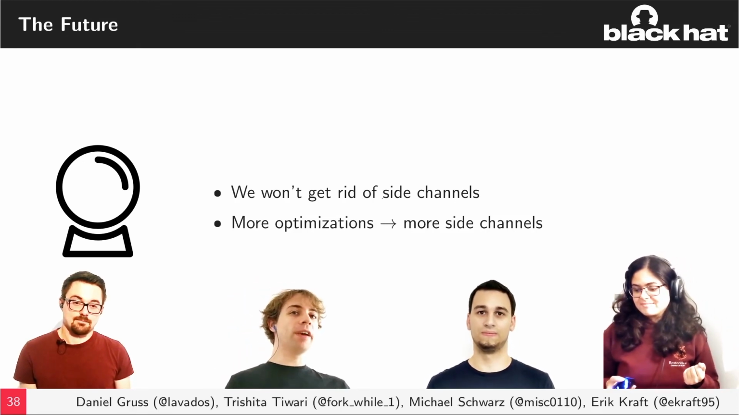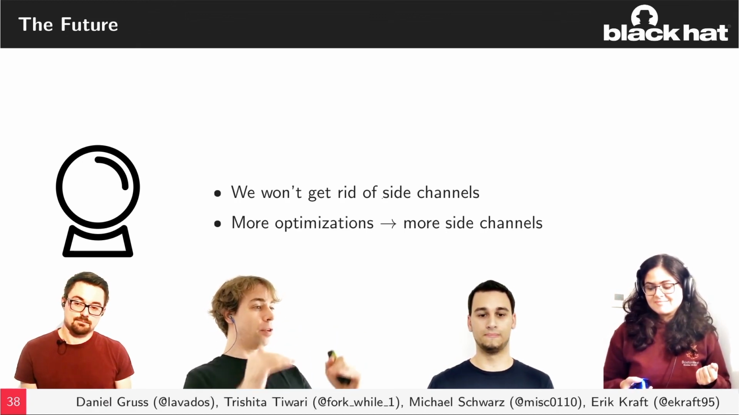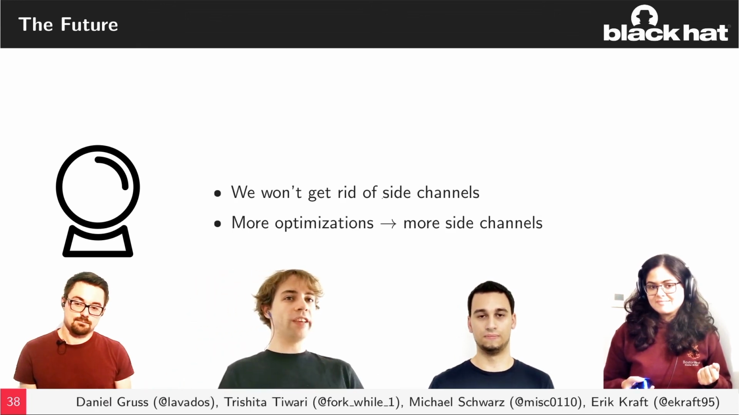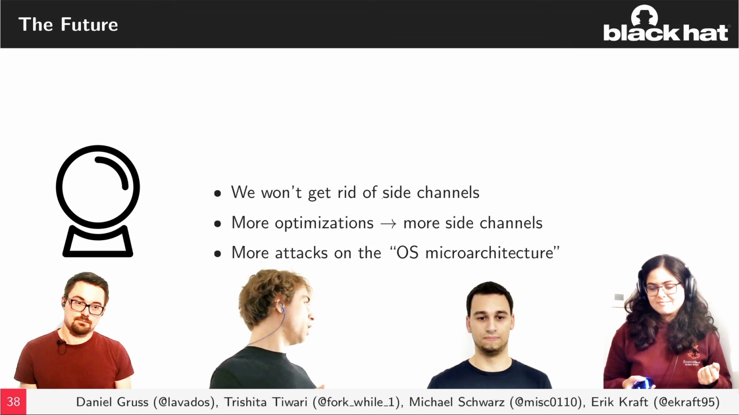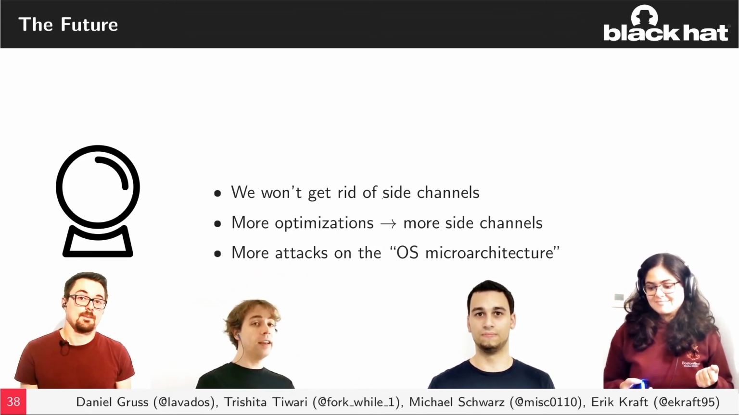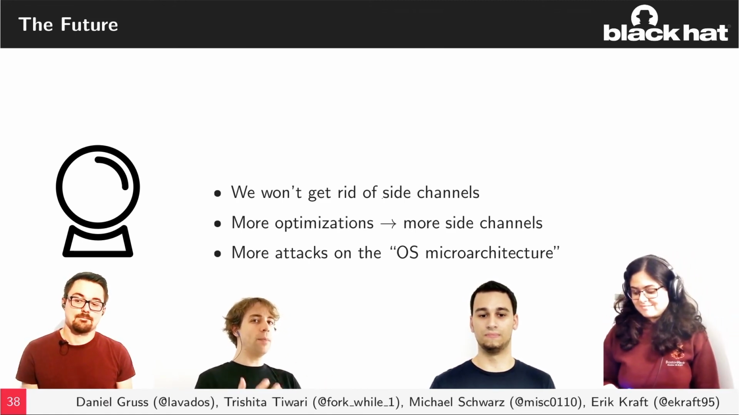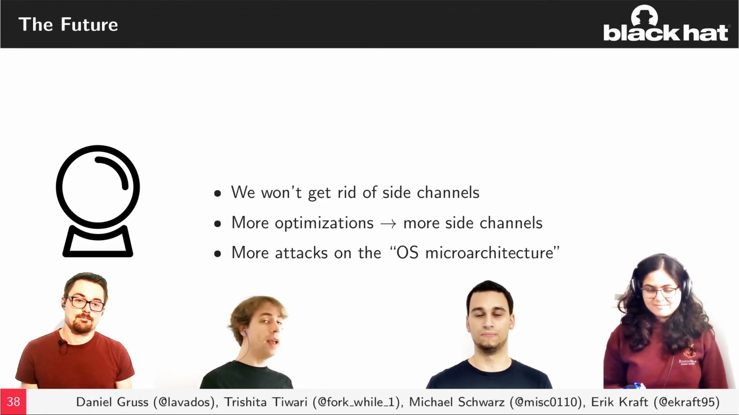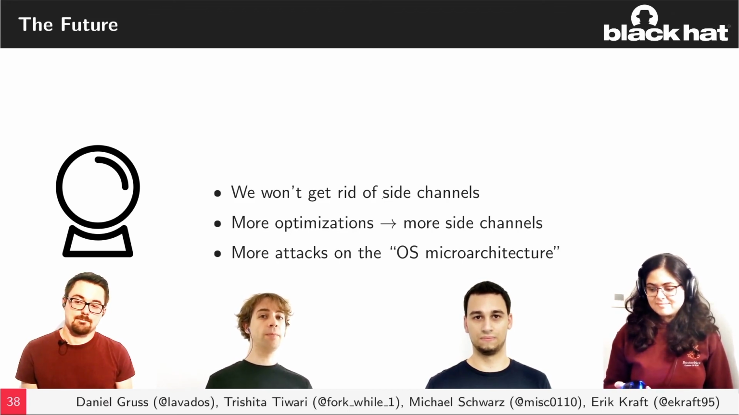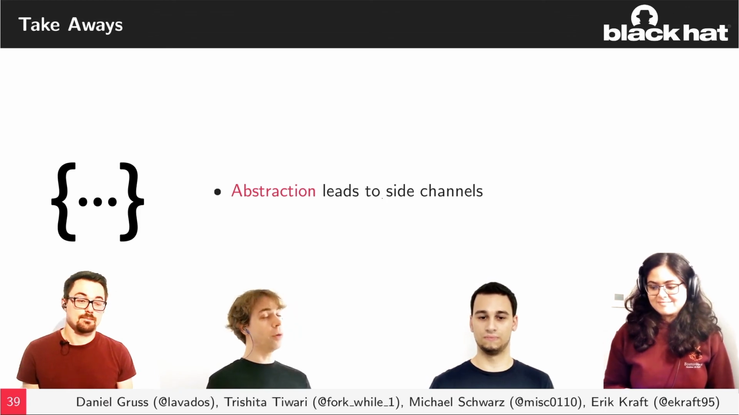And with more and more optimizations that we add in our software and hardware to keep up and improve the performance year by year, that means we add more and more side channels, and that means we will have more and more leakage. So what we see here is what we asked initially, the microarchitecture in software. There is actually something like a microarchitecture of the operating system. Here we presented attacks on this microarchitecture, and we can expect more attacks on the operating system microarchitecture in the future.